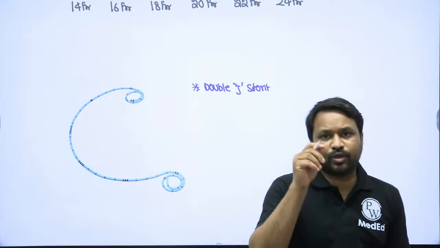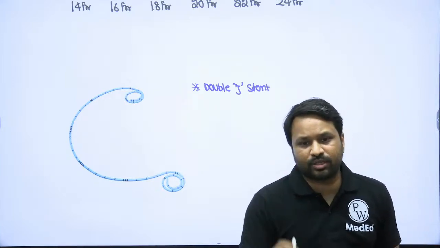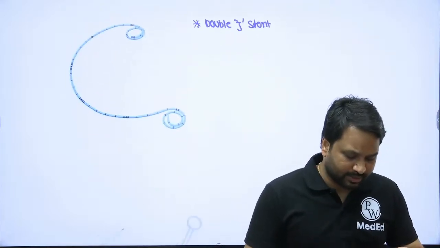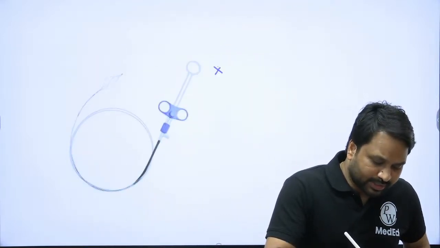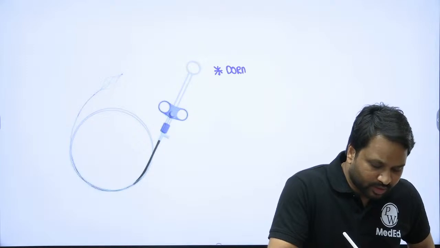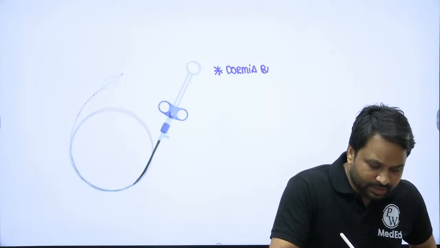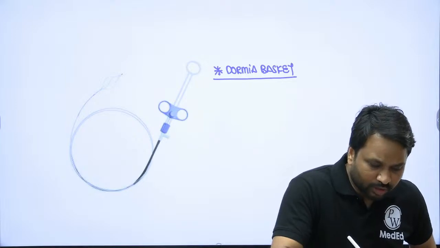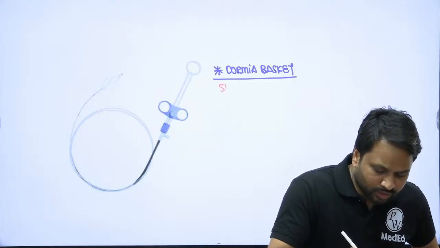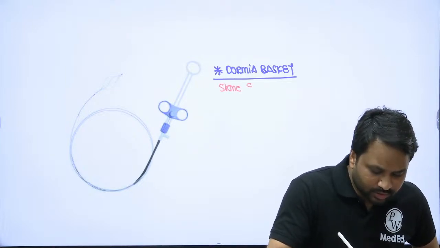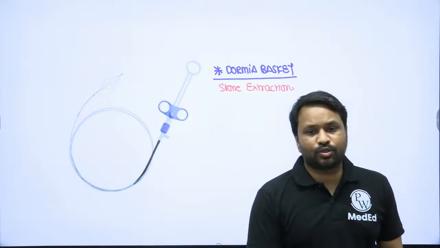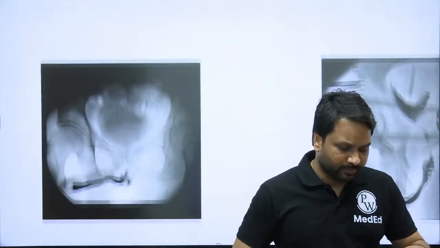Now, this is used whenever doing any ureteric surgery to keep the ureter patent. This is what you're going to put in, the double J stent. This is what we call the Dormia basket. The Dormia basket is used for stone extraction, right?